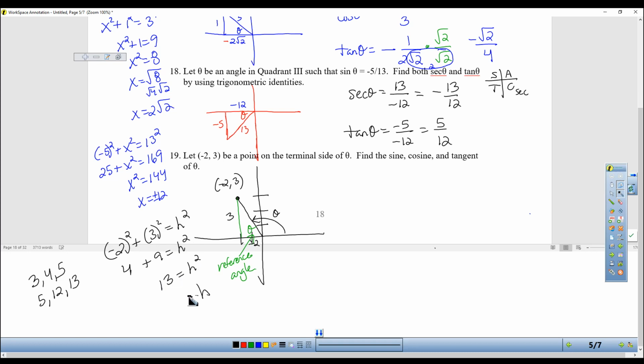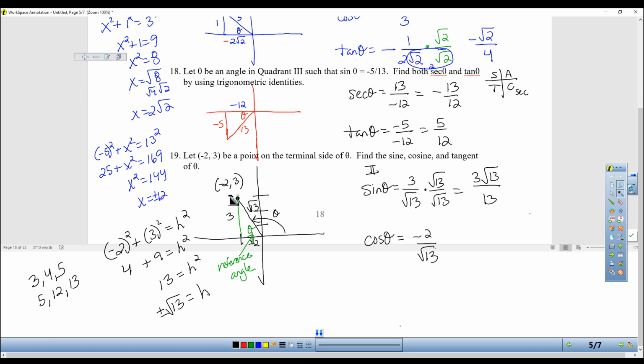13 is hypotenuse squared. Hypotenuse is the square root of 13. Not plus or minus, it's always going to be positive. I mean, in this equation, it's plus or minus, but we're going to use the positive one. And now I can do sine is opposite over hypotenuse. It came out to be positive, which I expected because I'm in quadrant 2. I do have to rationalize the denominator. You don't actually have to show this step. You're going to do so many of these that you'll be able to get from here to here in your head, and that's fine. Cosine of theta is adjacent over hypotenuse.